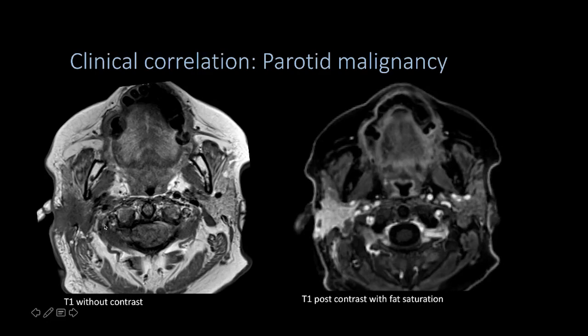So here we have an aggressive-looking parotid malignancy. You see this ill-defined low signal on the T1 weighted sequence involving the superficial and deep lobes of the parotid gland and extending to the skin surface. The post-contrast image shows similar findings, where you have this enhancing mass extending through this stylomandibular tunnel involving both the superficial and deep lobes of the parotid gland.